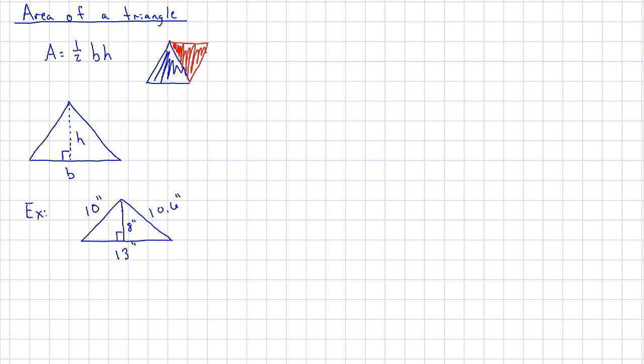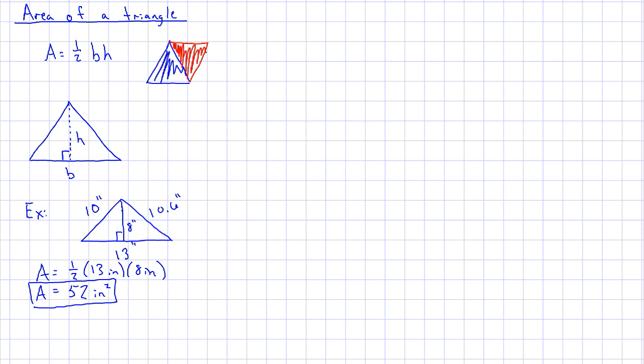So here the base will be the 13 and the height will be the 8 because those are the two things that are perpendicular. So my area will be 1/2 times 13 inches times 8 inches. And when I type that all in, I end up with 52 inches squared. Do be careful because your units should always be square units. This is an area, so it has to have square units.